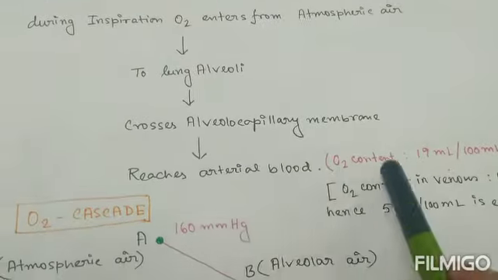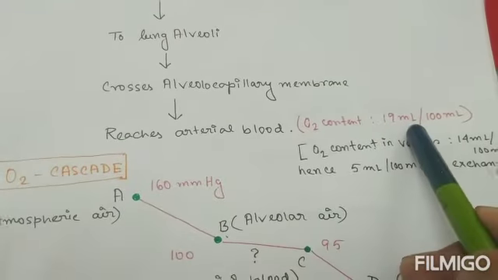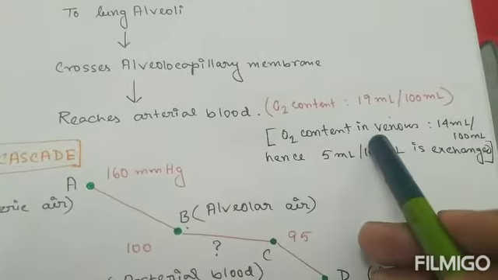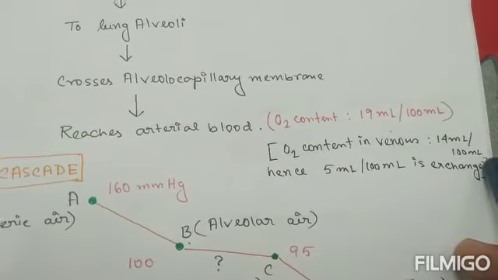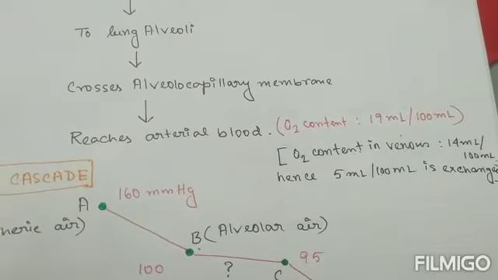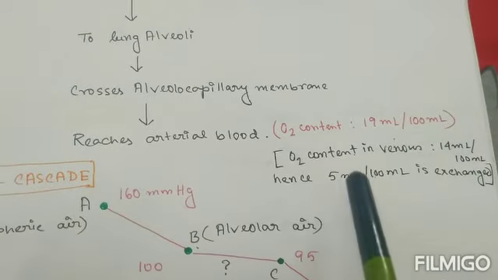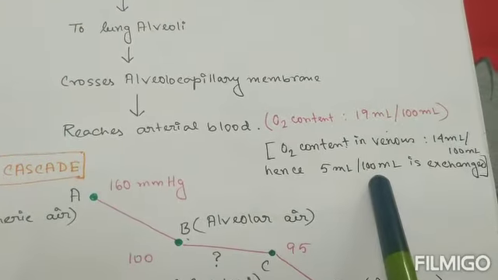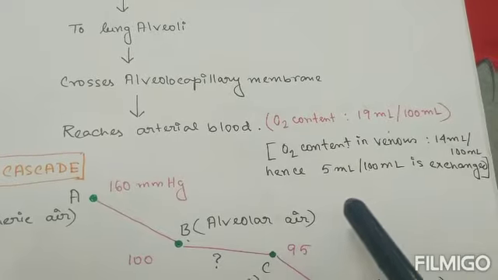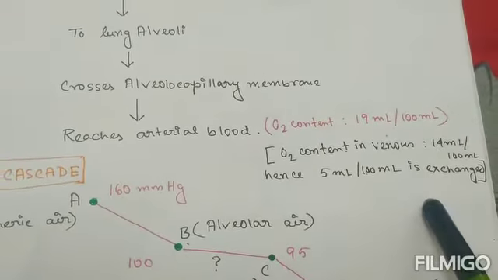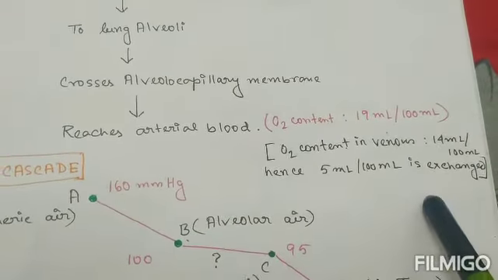In the arterial blood, the oxygen content is approximately 19 ml per 100 ml of arterial blood, whereas in the venous blood, the content is 14 ml per 100 ml. So from this information, we can deduce that 5 ml of oxygen is getting exchanged from blood to tissue per 100 ml of flow. This is very important.